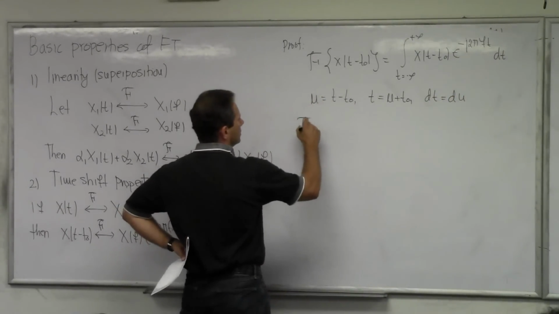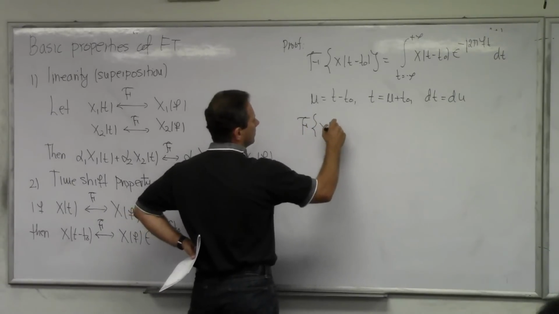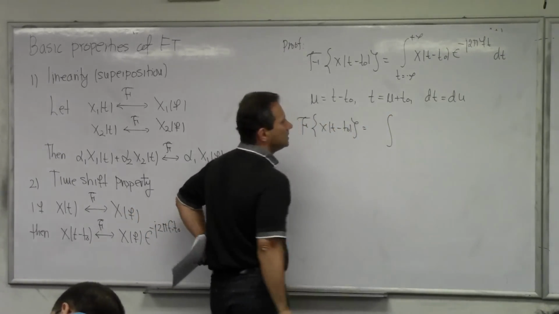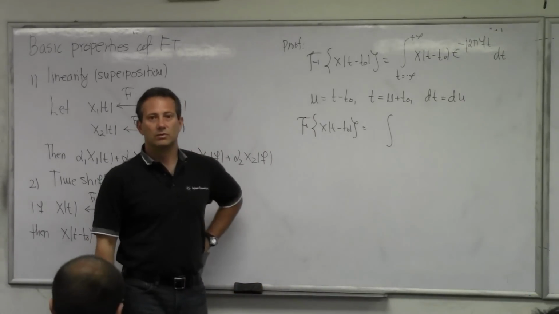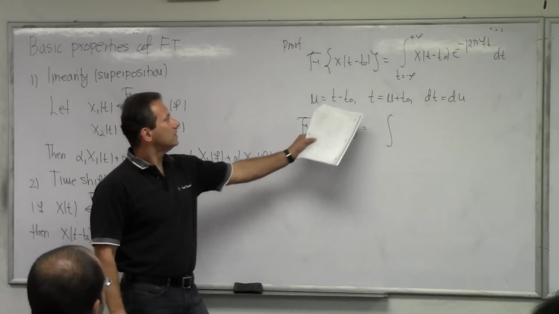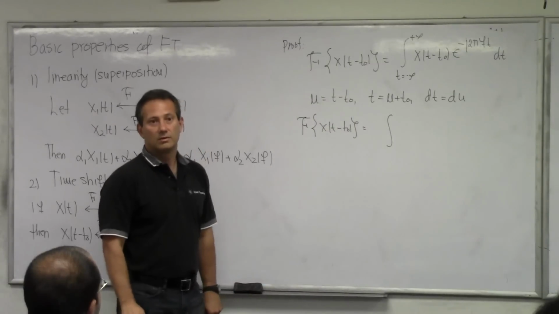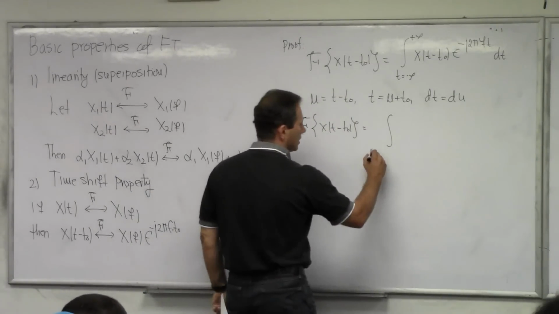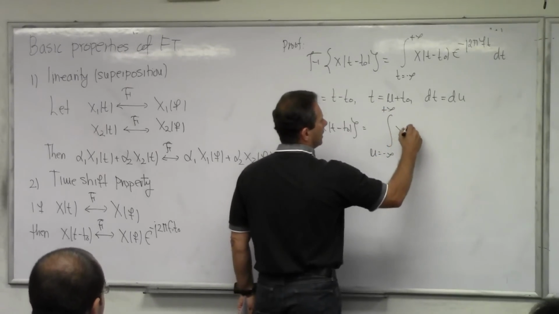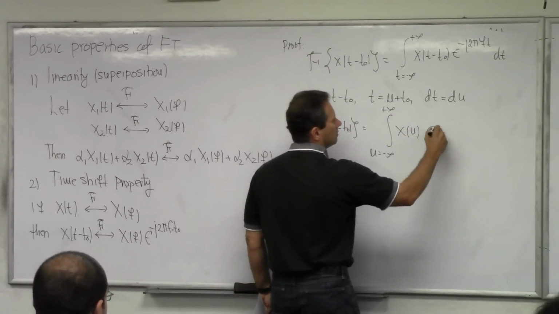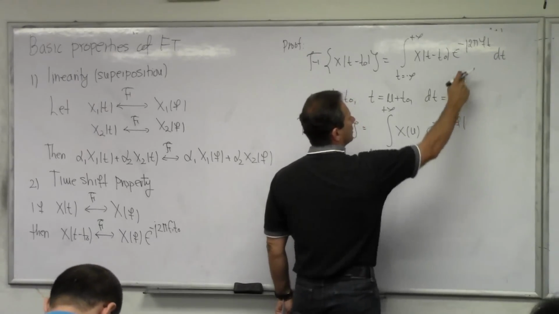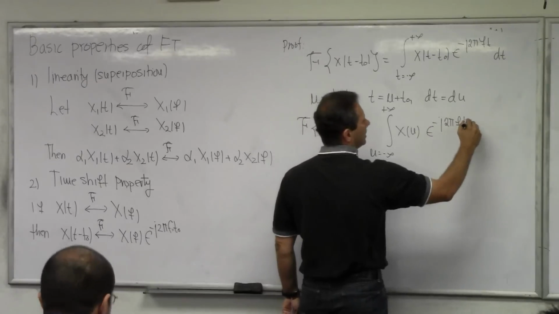Now, our original Fourier transform becomes this integral. When t is minus infinity, where is u? Minus infinity. So u now goes from minus infinity to plus infinity, x of u e to the minus j 2 pi f, instead of t here, I write u plus t0.